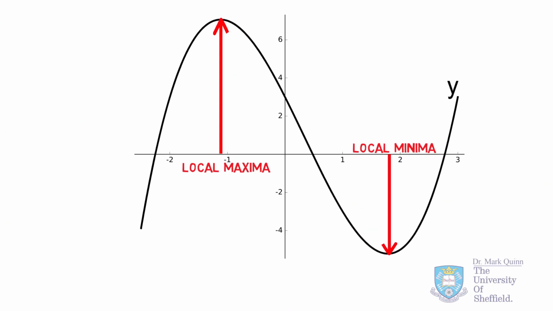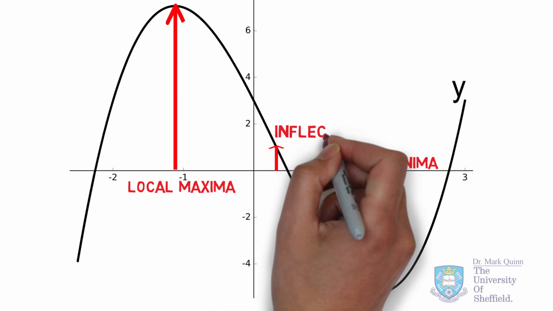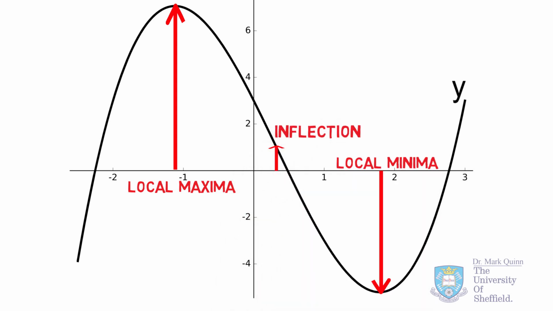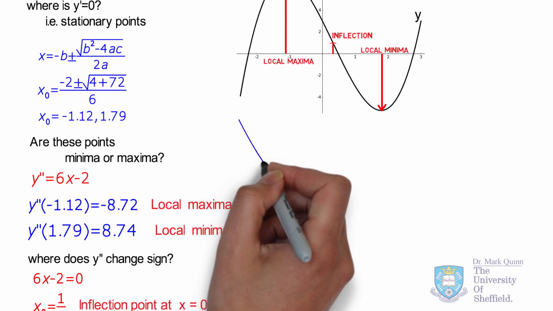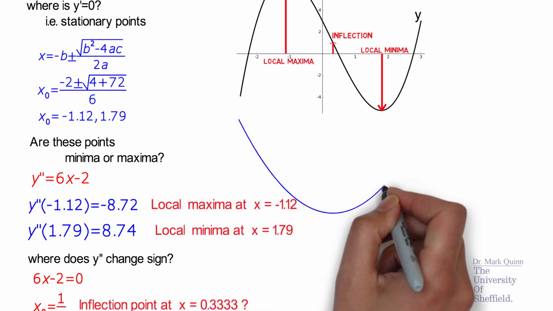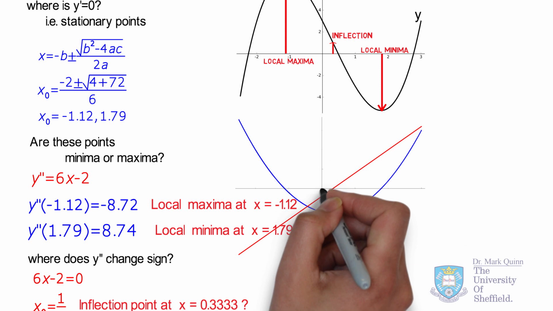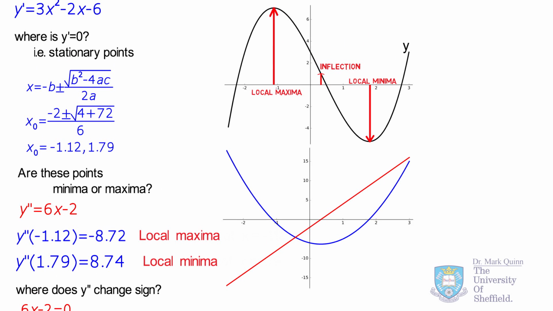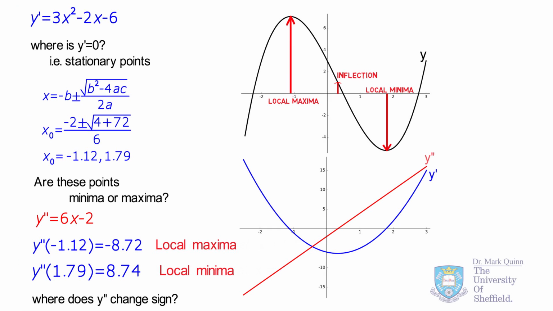If we visualize the first and second derivative of the original function, we can see that the blue curve tells us where we have stationary points by looking at where the blue curve intersects the x-axis. And we can confirm that the stationary points are at minus 1.12 and 1.79. Notice the red curve, the second derivative, goes to 0 at x is equal to 1 over 3. We can see exactly that it does change sign from negative to positive, and this signifies our point of inflection.